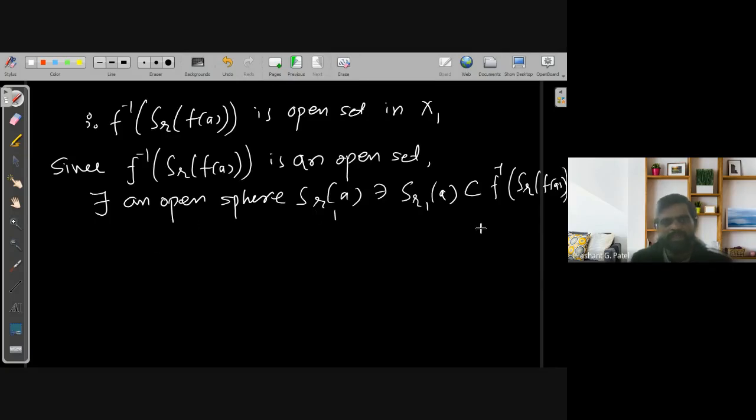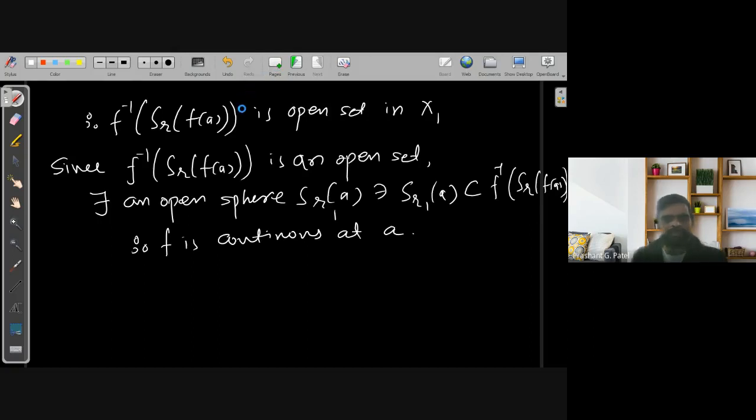And this is exactly the equivalent condition of an open continuous function at A. So therefore, we can say that F is continuous at A, and therefore the result is proved that F is continuous if and only if the inverse image of an open set is open.